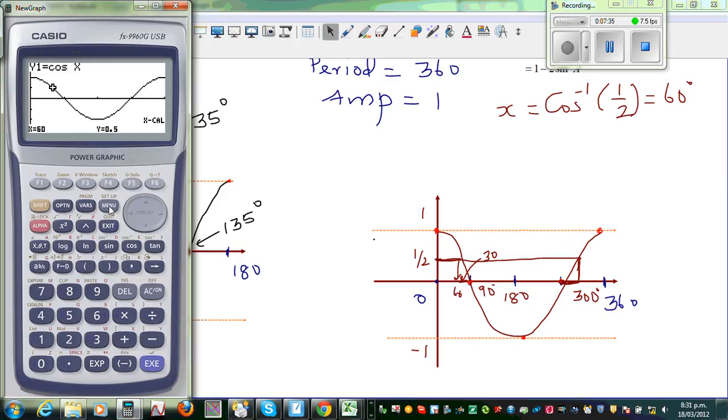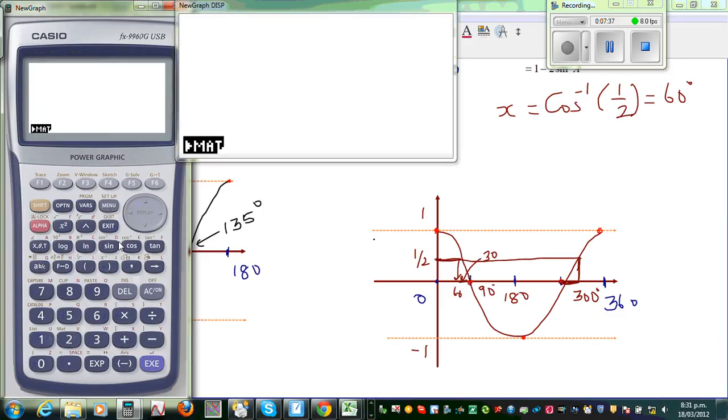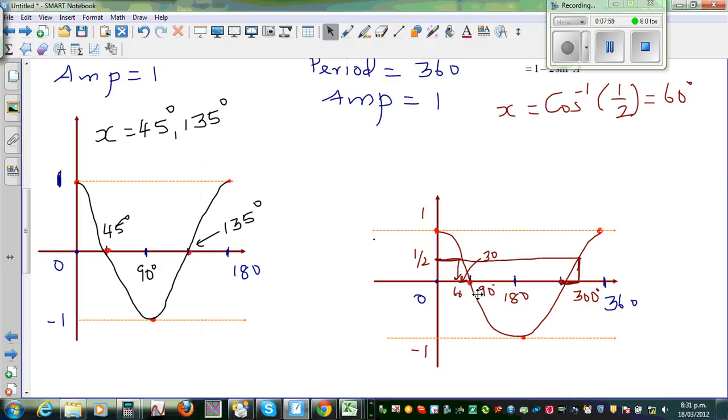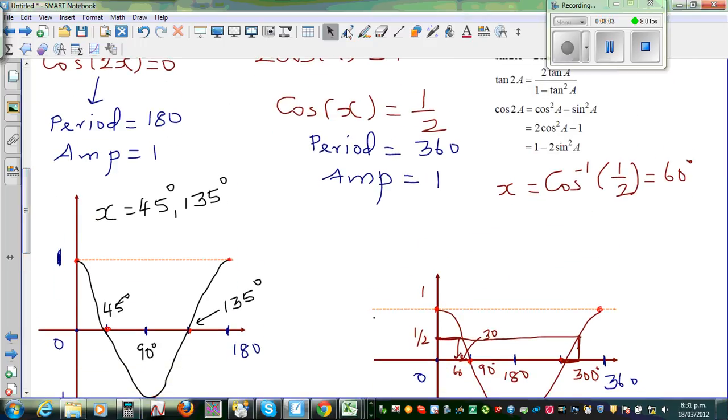So menu, run. First let me show you that. Shift cos of 0.5 is 60. So you can say cos 60 is half. And if you press cos 300, that will also be half because of symmetry. But we are only interested in this 60. So from this equation, you can get one value of x, which is 60 degree.